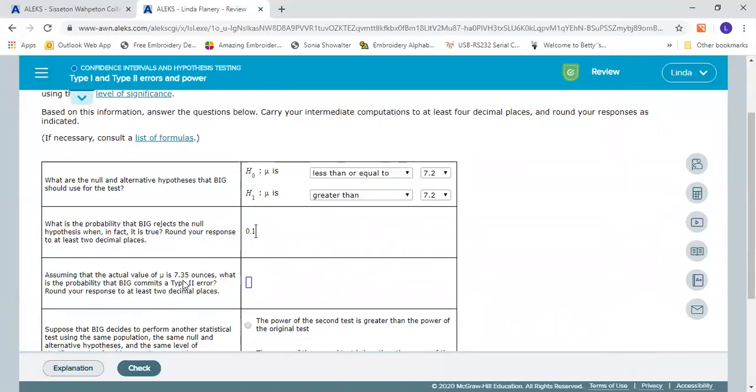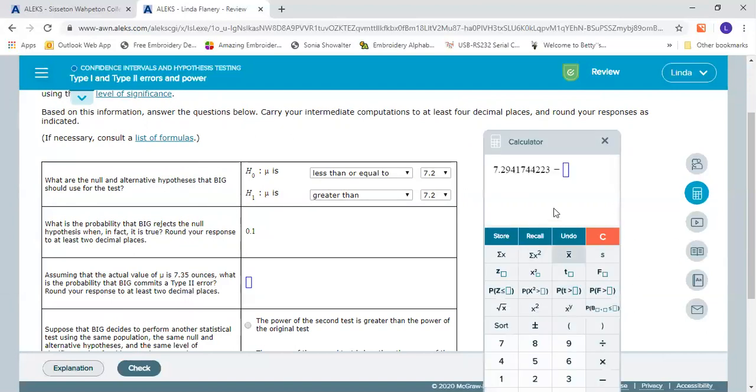Now if I go to the one where we actually have to do the calculation, assuming that the actual value of the mean is 7.35 ounces, what is the probability that Big commits a type 2 error? So if I'm going to commit a type 2 error, it's accepting the null. So I am going to do the less than or equal to, and so I won't need the 1 minus, because that's my null hypothesis. So again, starting out with my calculations, I am going to do greater than. I'm still doing a right tail test, even though this is committing a type 2 error.